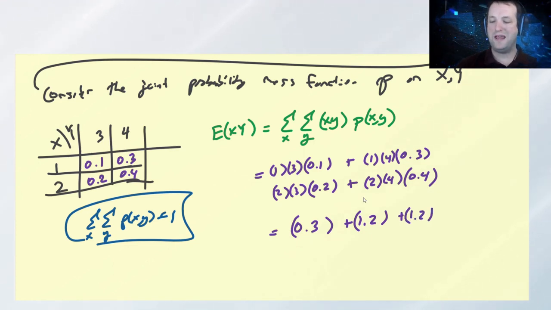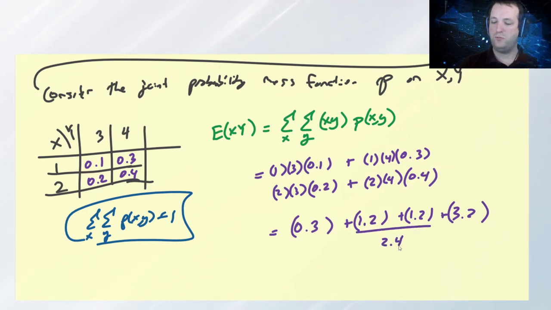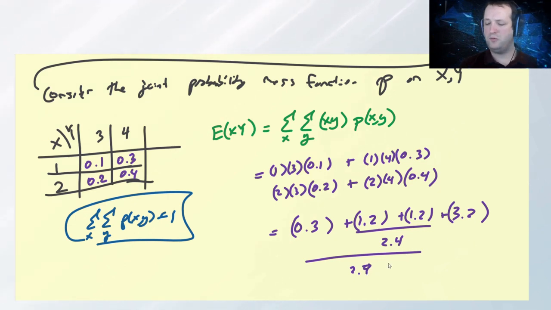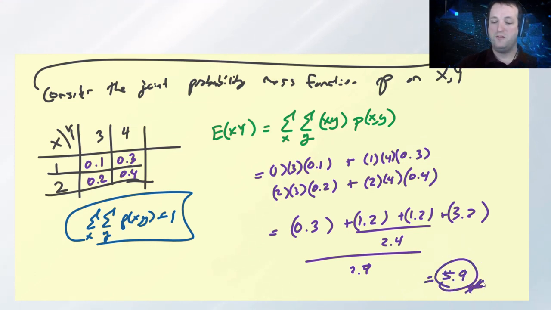And 2 times 4 is 8, and 8 times 0.4 is going to be 3.2. Right? So what do we have here? This is going to be 2.4. This is going to be 2.7. And adding that together, that's going to be 5.9. So 5.9 is what some people call the product first moment of the random variables x and y. So that's wonderful, right?